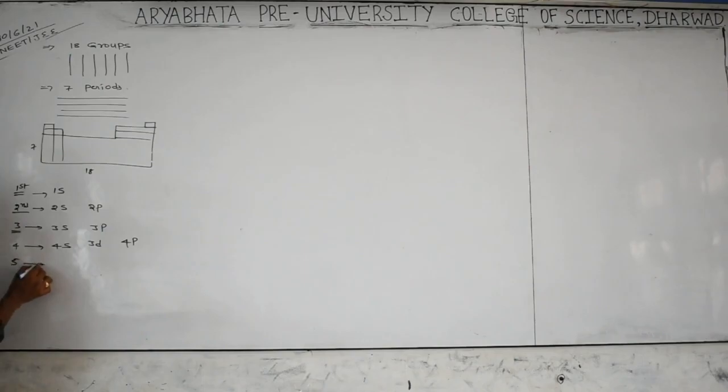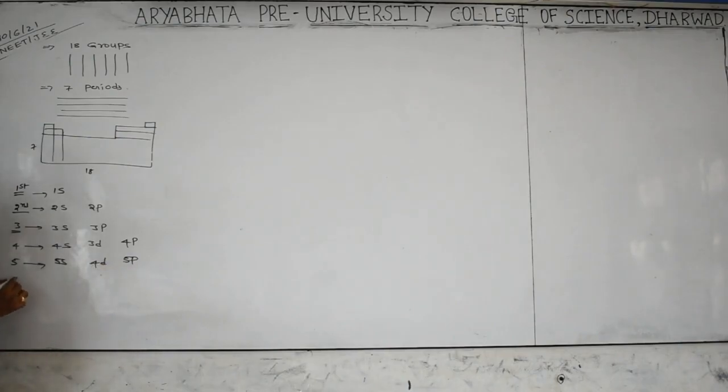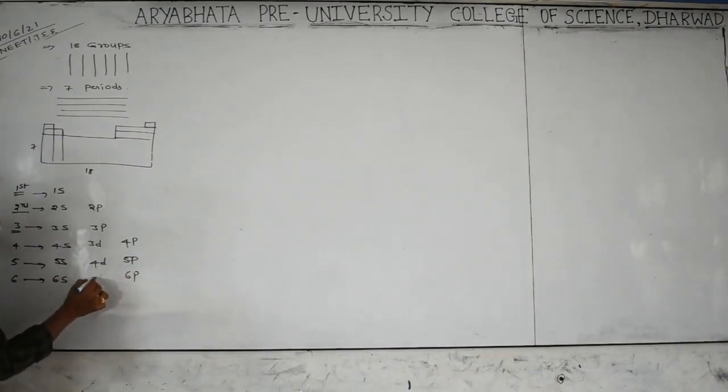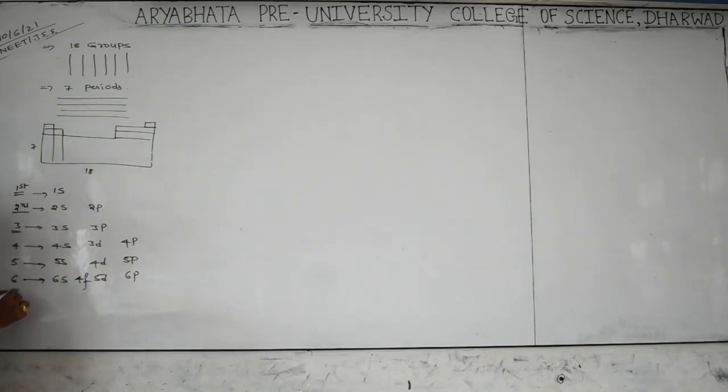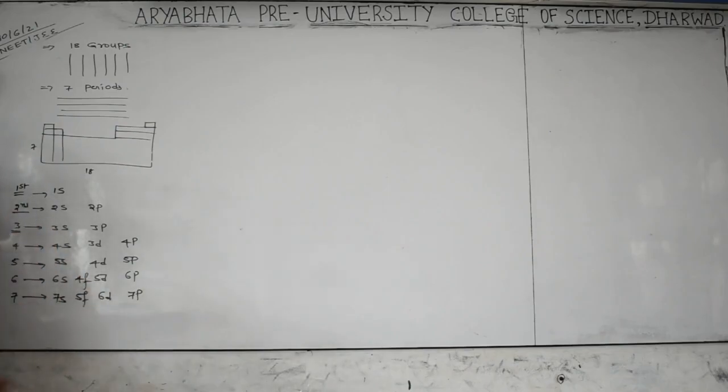While filling the fifth period we are utilizing 5s, 5p and 4d. And while filling the sixth period we are utilizing 6s, 6p, 5d and 4f. While filling the seventh period in the periodic table, which atomic orbitals are utilized to fill the electrons? 7s, 7p, 6d and 5f.